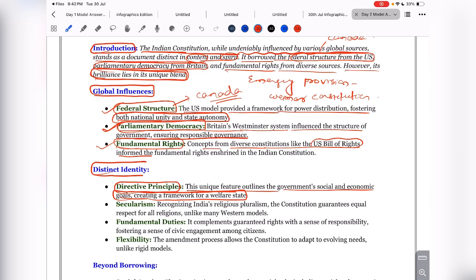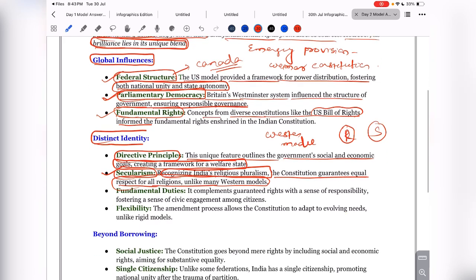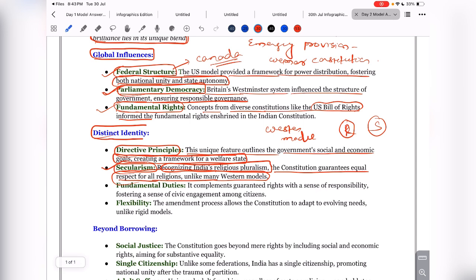Then secularism, recognizing that India is a religiously plural country. The constitution guarantees equal respect for all religions, unlike many western models. The western models talked about separation of religion from state. There is no relation there, but India is multi-religious and religious diversities coexist. So we follow a synthesis model, where there is coexistence.